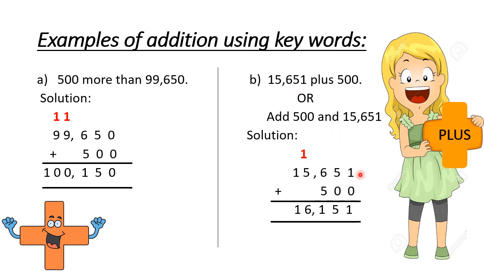Again, we will start copying down the question in vertical form. First we will take the biggest number at the top, and then second we will copy the other number, and again you have to make sure that all the digits are placed correctly in their columns. And of course, for addition we will start from the right side, and this is our final answer.